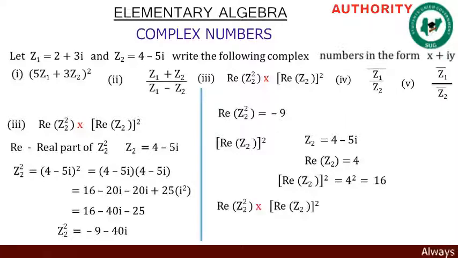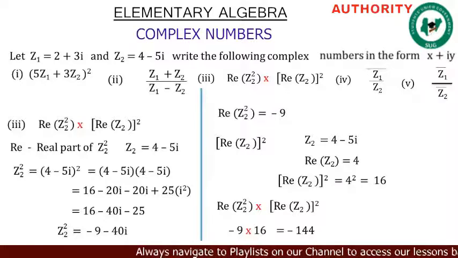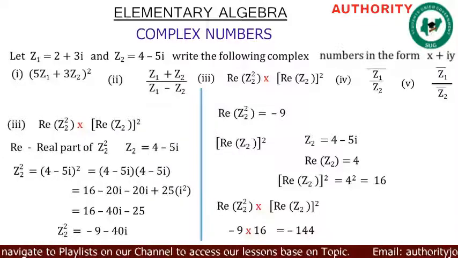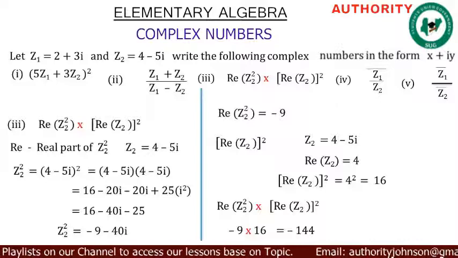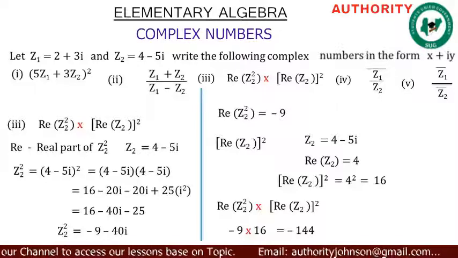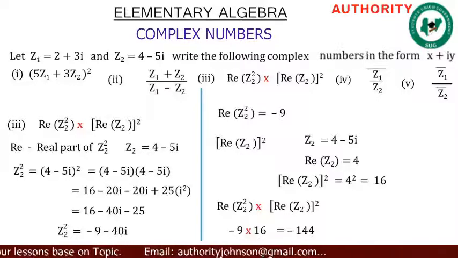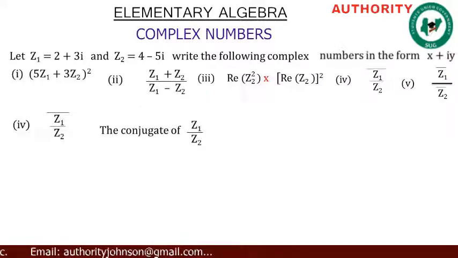So in our question we have the real part of Z2 squared times open bracket real part of Z2 close bracket squared. Okay, so we have solved for the 2 and then we have obtained their values. Now let's multiply them. We're going to have minus 9 times 16. Because the first part, which is the real part of Z2 squared, is giving us minus 9, and the other side is giving us 16. So minus 9 times 16 is equal to minus 144. Okay, let's take number 4.